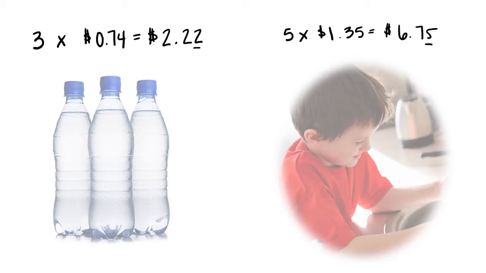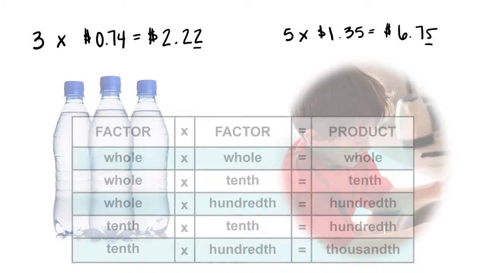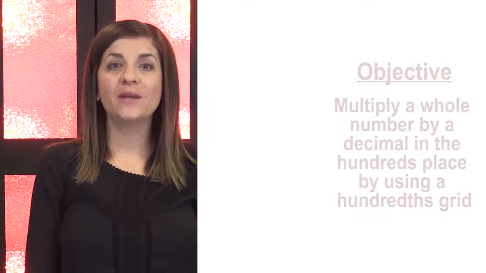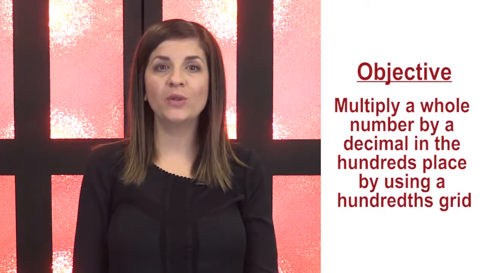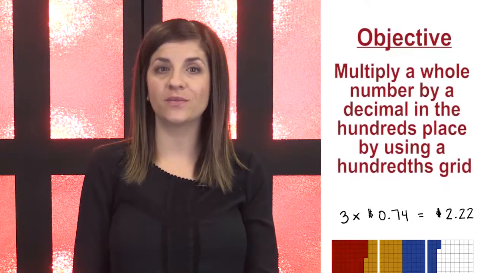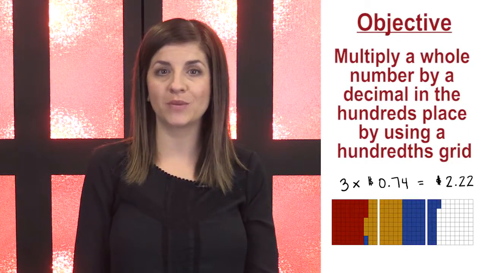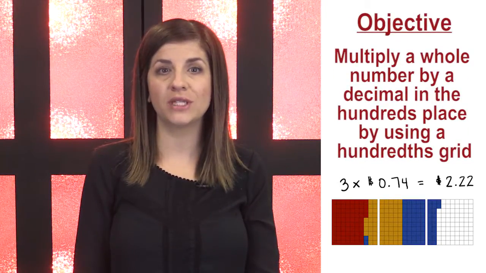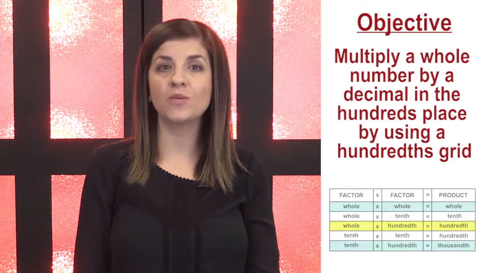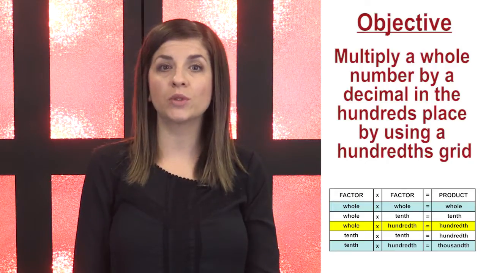In our previous problems, we solved whole number by hundredths multiplication problems. Both examples had a product in the hundredths place. Using the decimal product chart, the third row, labeled whole number by hundredth, will have a product in the hundredths place. The objective of this lesson was to multiply a whole number by a decimal in the hundredths using hundredths grids, and we met this objective by solving real-world multiplication problems with decimals to the hundredths visually using the hundredths grid. We also made a generalization using the decimal product chart that a whole number multiplied by a hundredth will have a product in the hundredths.